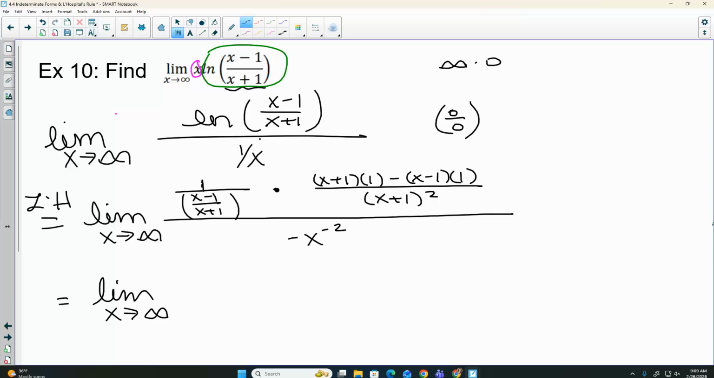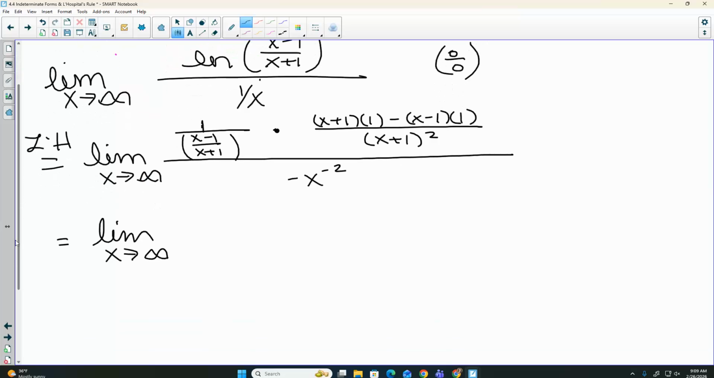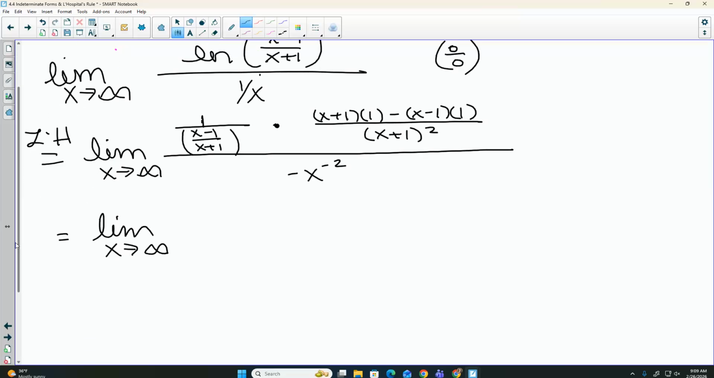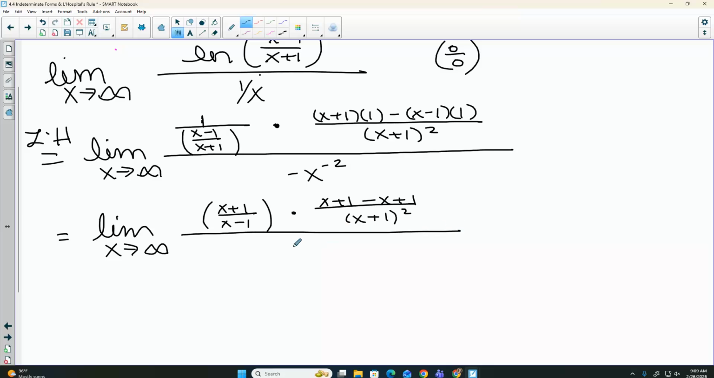All right. 1 over that fraction, you can think of it as multiplying by the reciprocal, so it would just flip it, make it x plus 1 over x minus 1. This, we get x plus 1 minus x plus 1, over x plus 1 squared. And that's negative 1 over x squared.